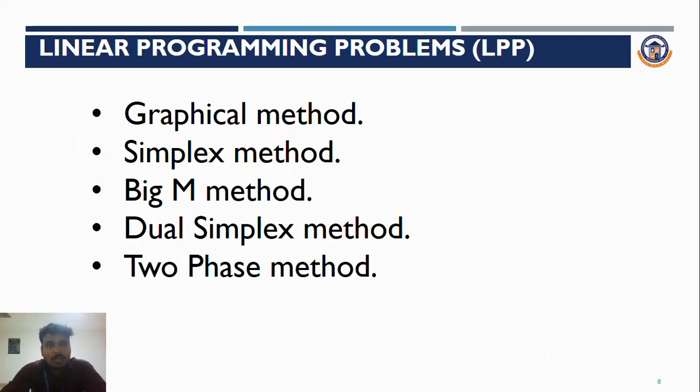In the linear programming problem, there are 5 types of methods to find the solution. First one is the graphical method, then the simplex method, third one is the Big-M method, fourth one is the dual simplex method, fifth one is the two-phase method. These methods vary for the linear programming model. If the model has some limitations, then only you use these methods. If the model has x and y variables, we use only the graphical method. If the model has x, y, z, that is above 2 variables, we use the simplex method.